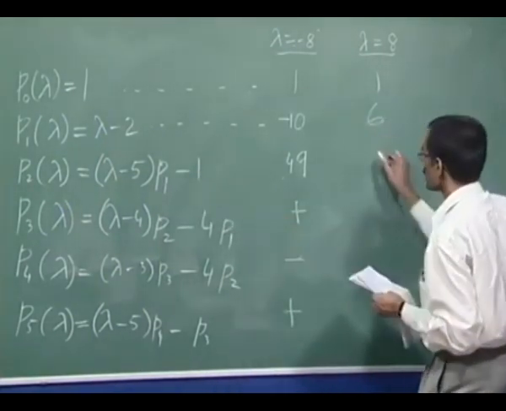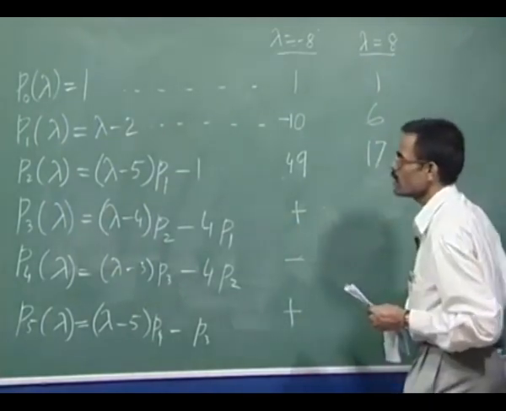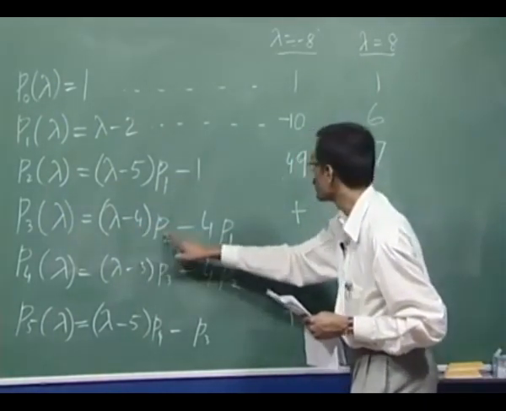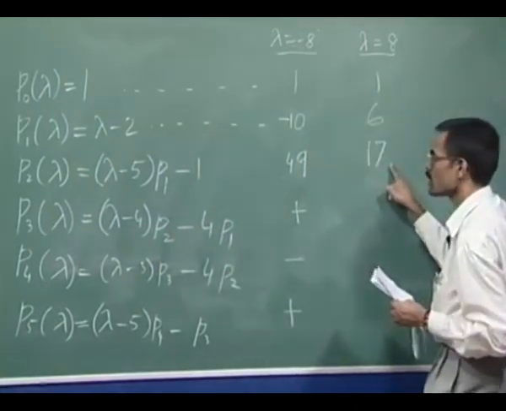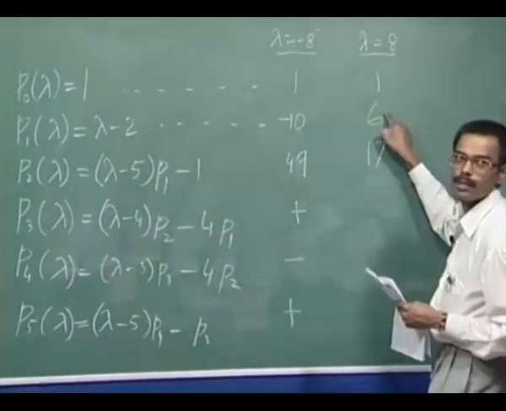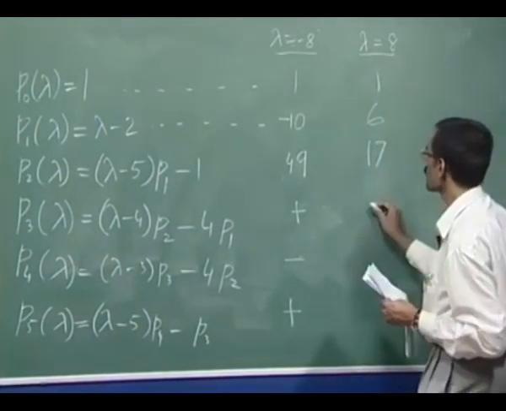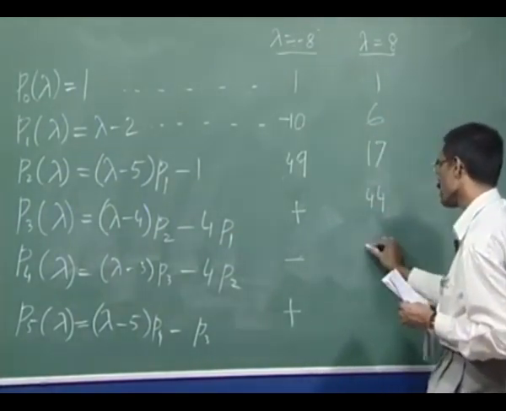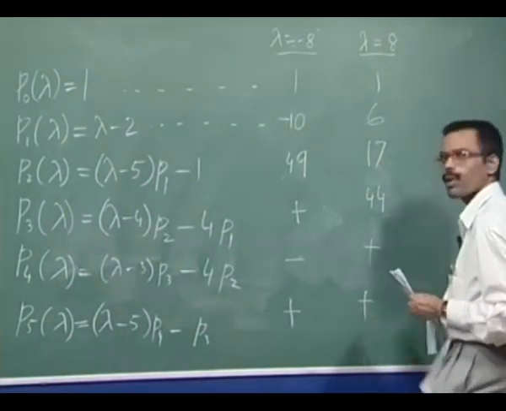So, you get 17. Then you come here, 8 minus 4, that is 4, 4 P2, 4 into 17, 68 minus 4 into 6, 68 minus 24. So, you get 44, still positive. Like this, you will find that in this case, all of them turn out to be positive.